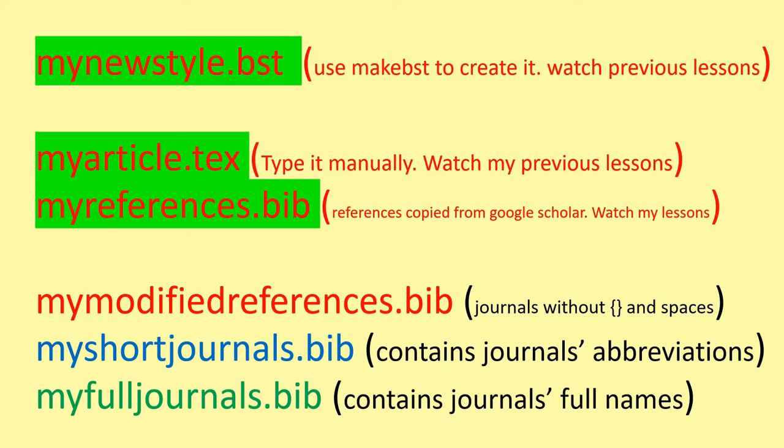The second file is my short journals.bib. This file contains the abbreviations of the journal names that you must have copied somewhere from the internet or some other source. The third and last file is my full journals.bib. This contains the full journal name, but the actual file that we require is my short journals.bib, because BibTeX has a problem that it doesn't show the journal name in abbreviation. So if you want to see the manual method of preparing these three files, then go to my previous video and watch that video. You will learn the creation of these files in detail.